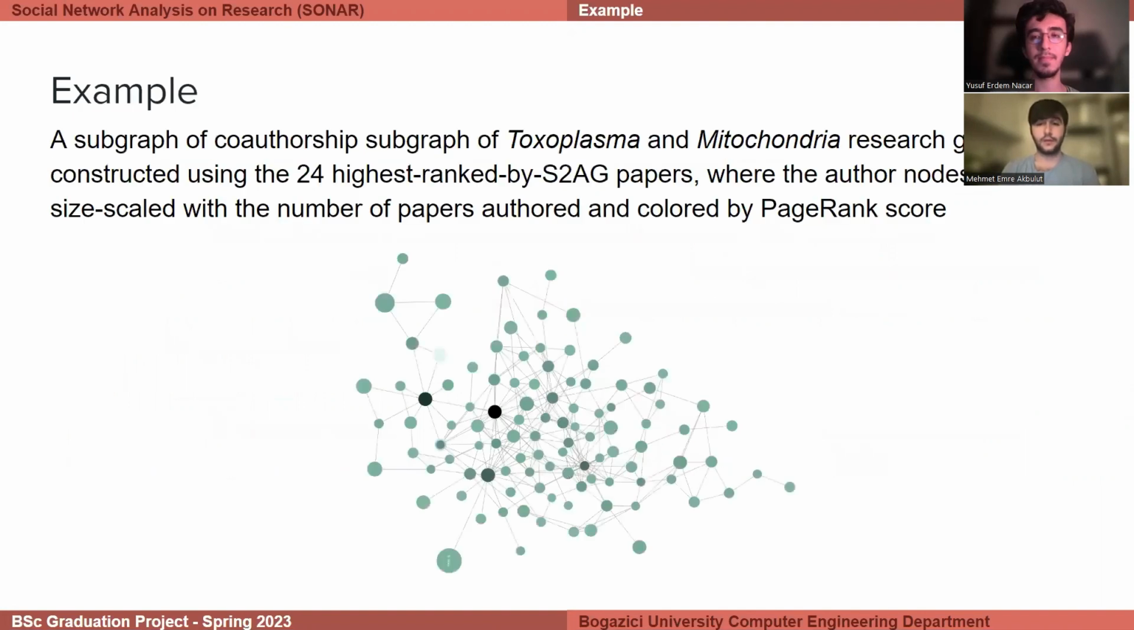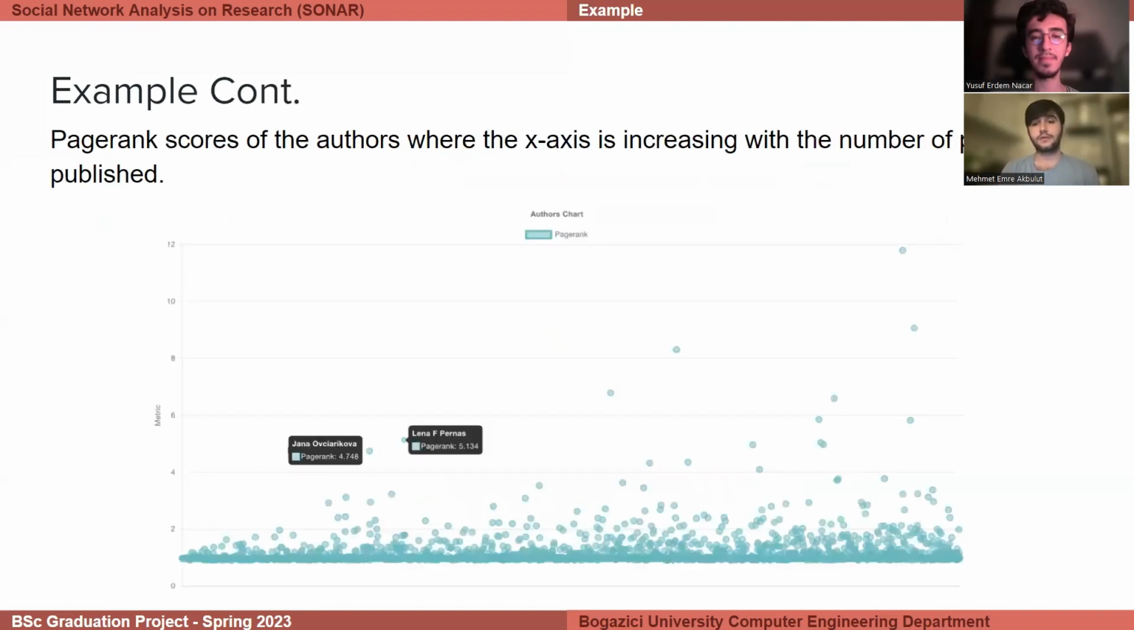We have calculated the PageRank scores of the nodes in a subgraph of the co-authorship graph of toxoplasma and mitochondria research. It's clear that the nodes with higher PageRank scores are important people. But when we plot the authors with respect to number of papers published, we saw some authors with small numbers of papers published, but relatively higher PageRank scores.